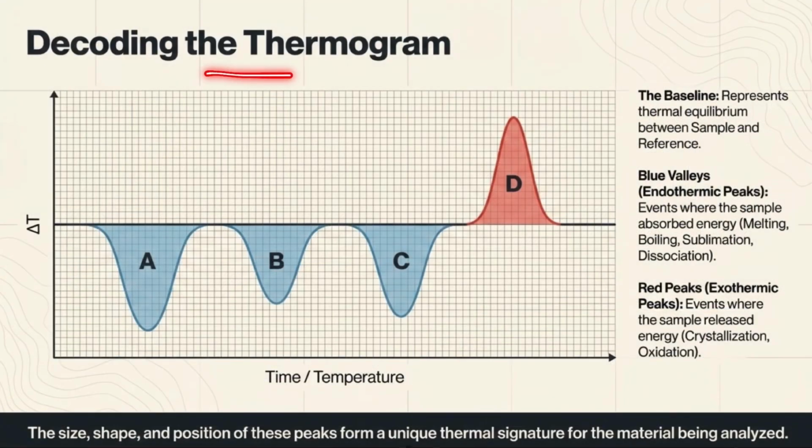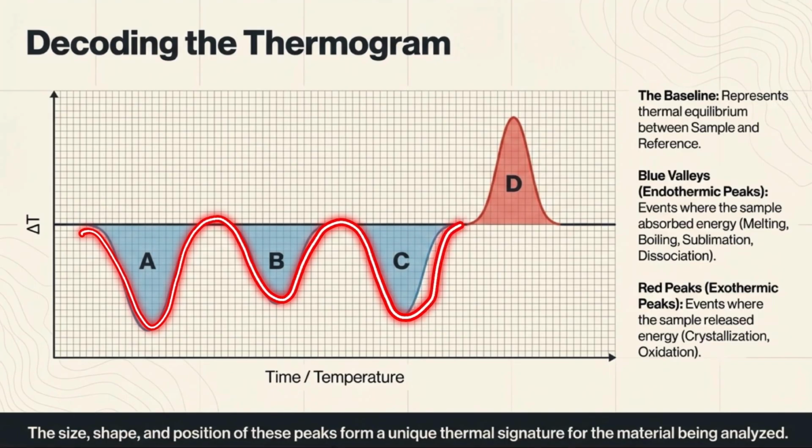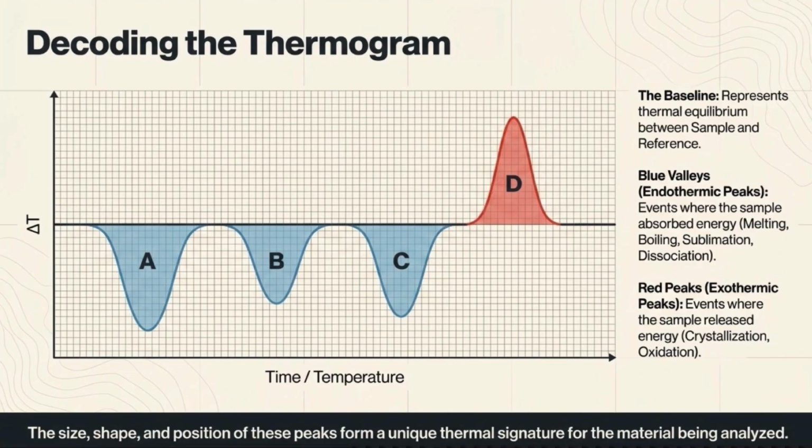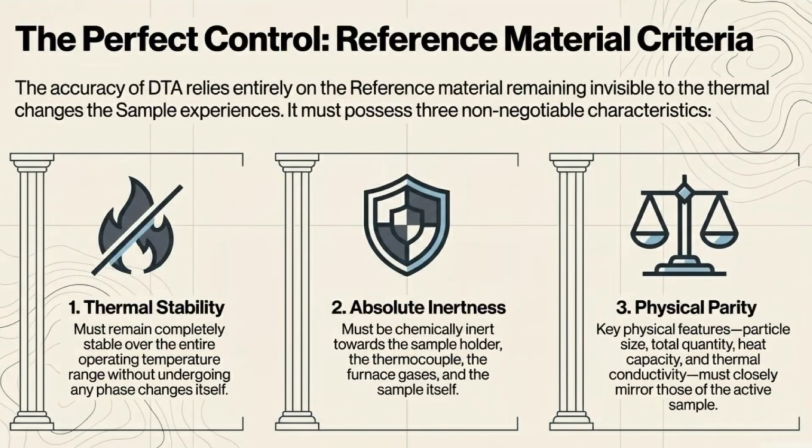For example, this is a thermogram which is obtained by DTA. If we look here, A, B and C curves are obtained. All these curves are in the downward direction, so they indicate endothermic changes, whereas this D is on the upward side, so it means there is an exothermic change. Now this is a characteristic thermogram of any material. The size, the shape and the position of this peak will give a unique thermal fingerprint for any material which is analyzed.